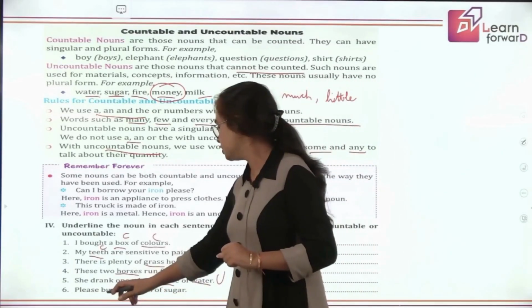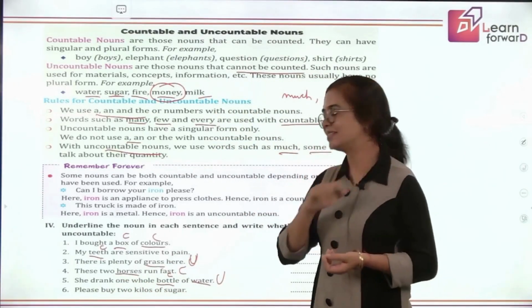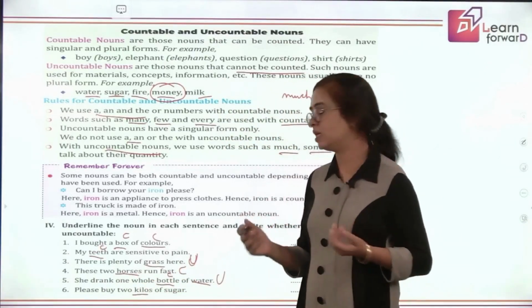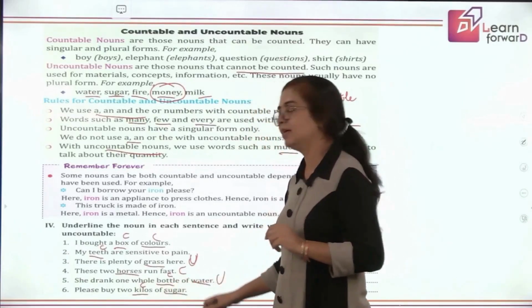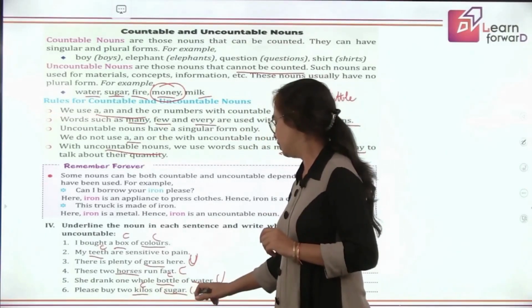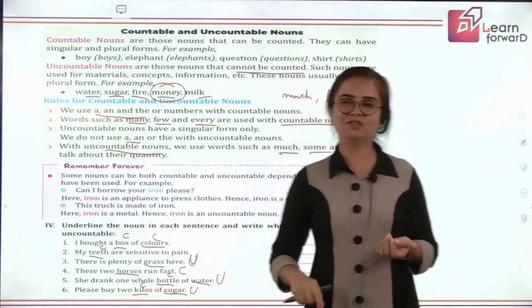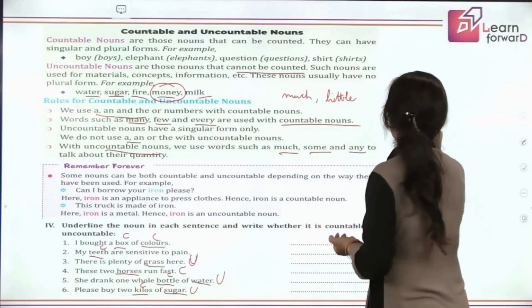Good. Please buy 2 kilos of sugar. Yes, that means you have understood. You can count kilos. How many kilos? So this is countable, but sugar is uncountable. Good. And what do you count then? You count the grains of sugar. So for singular and plural, we have grain and grains.